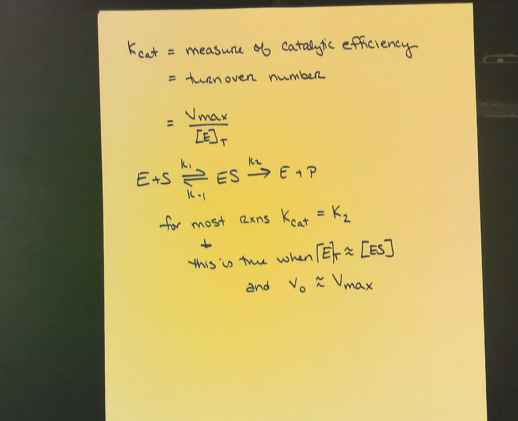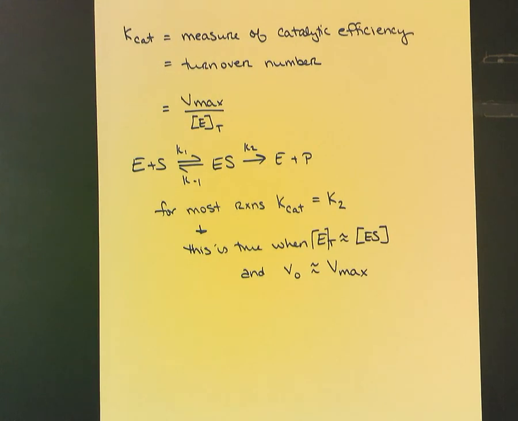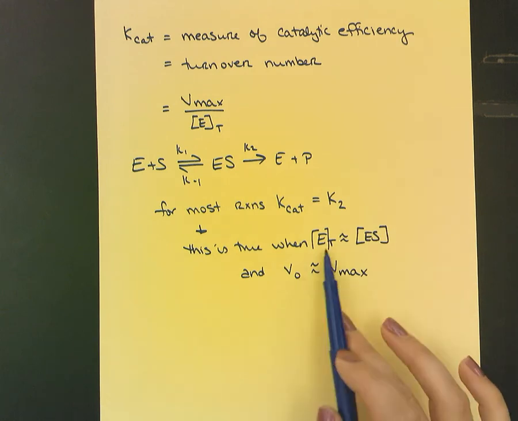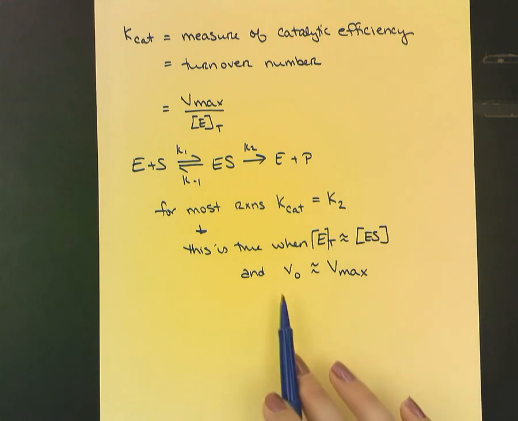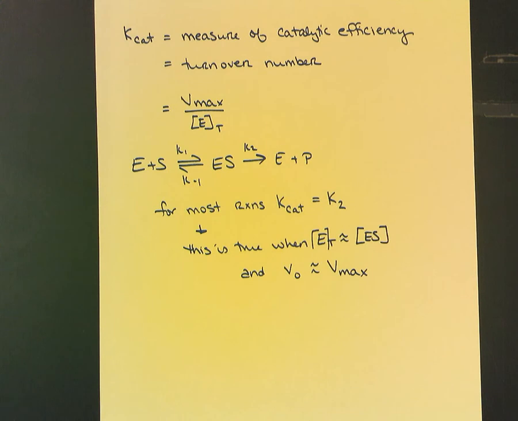So for most reactions, Kcat equals K2, which is true when our enzyme total is about our enzyme substrate concentration, and V0 is approximately Vmax. At what substrate concentration, low or high, is this true? High. The only way this is true is if you're at high substrate concentration. What is the first assumption you have to make? Substrate concentration is high. What do we call that? It has two words, starting with two S's: steady state.